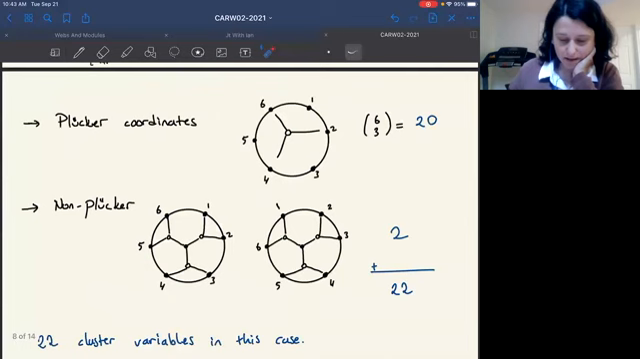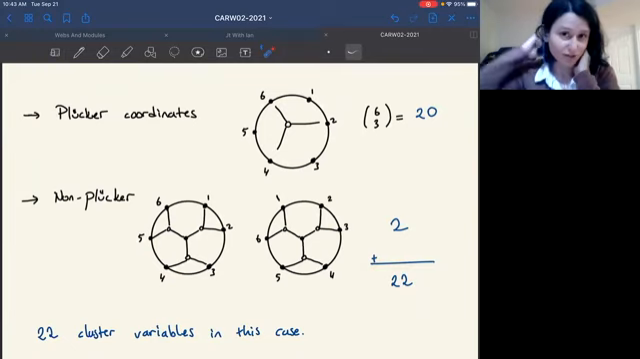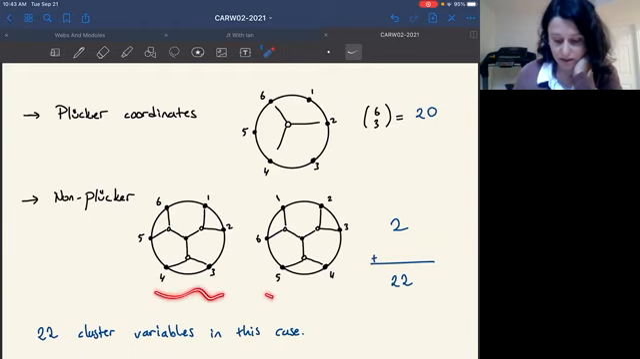In this example, we should have 22 cluster variables if you have already looked at this cluster algebra. In this case, 20 of them will come from this web, because we have a choice: we can choose 3 vertices from the 6, and each of them will give me a cluster variable. Then there are 2 non-Plücker cluster variables in this case, which are explicitly these 2 pictures.